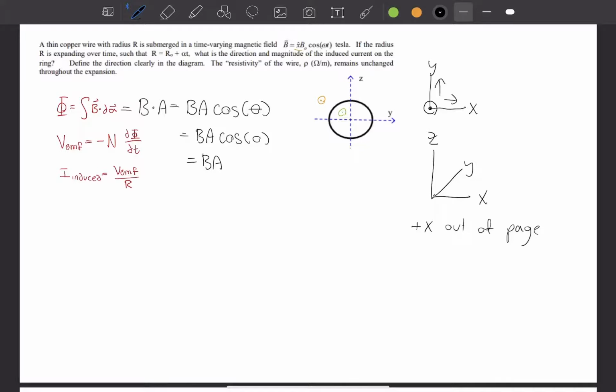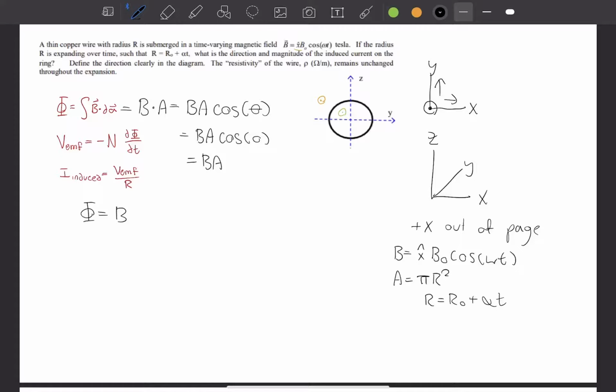Now let's rewrite what B is and what A is. So B is equal to x hat B naught cosine omega t, and A is equal to pi r squared, where r is equal to r naught plus alpha t. Okay, now let's rewrite what our flux through our loop is, which is just going to be B times A.